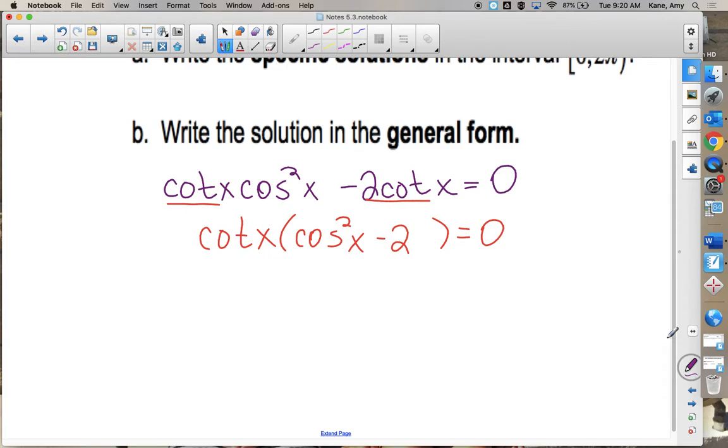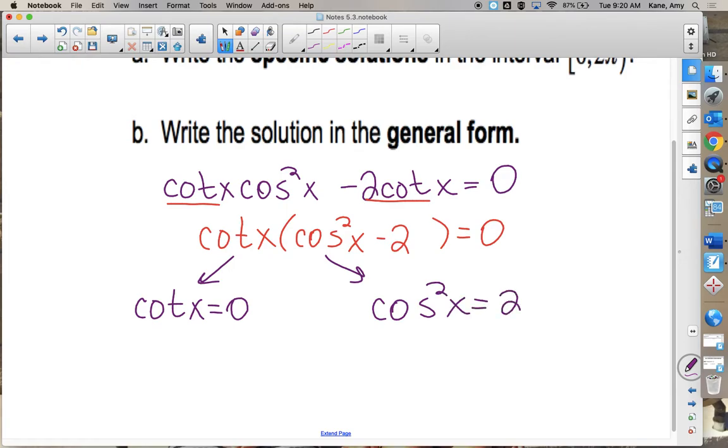Other questions? So the zero product property says when something is factored, you're allowed to separate them and individually set them equal to 0. So it's now factored. We can separate these and individually set them equal to 0. So cotangent is equal to 0. Cosine squared, I'm going to just pull the 2 to the other side, would be equal to 2. Zero product property. Once you have a product, multiplication, you're allowed to split them up and individually set them equal to 0, as long as the equation is equal to 0.